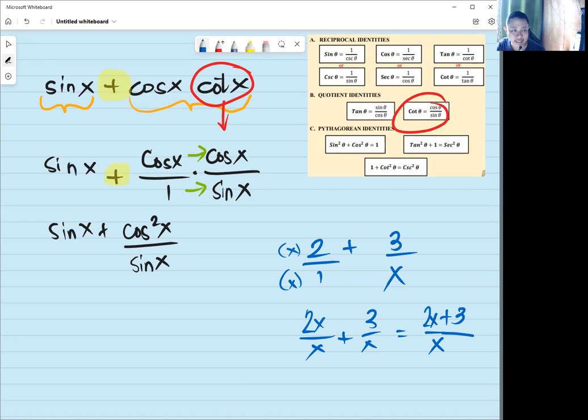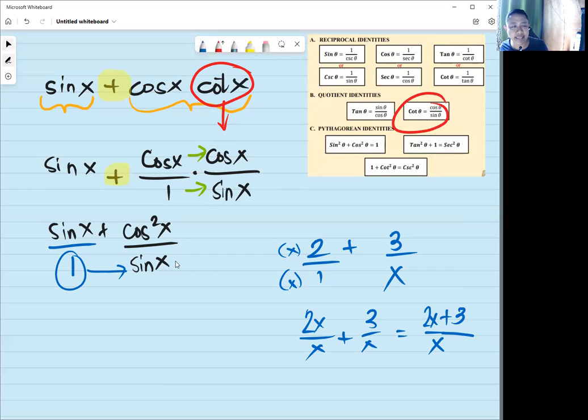Shortcut na yon. Now, looking at this given, we have sine. And of course, it's equal to 1. What should we do with 1 to make it sine x? Type the answer in the chat box, please. What will we do with 1 to make it sine x? Type it in the chat box.